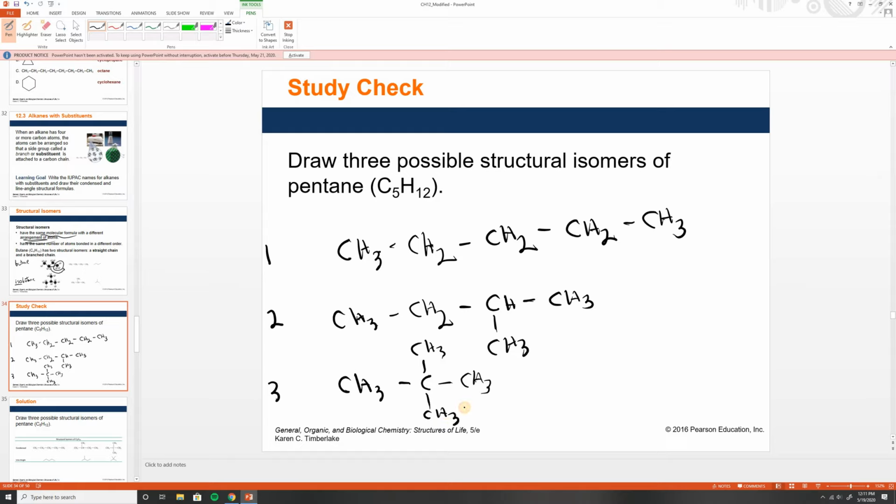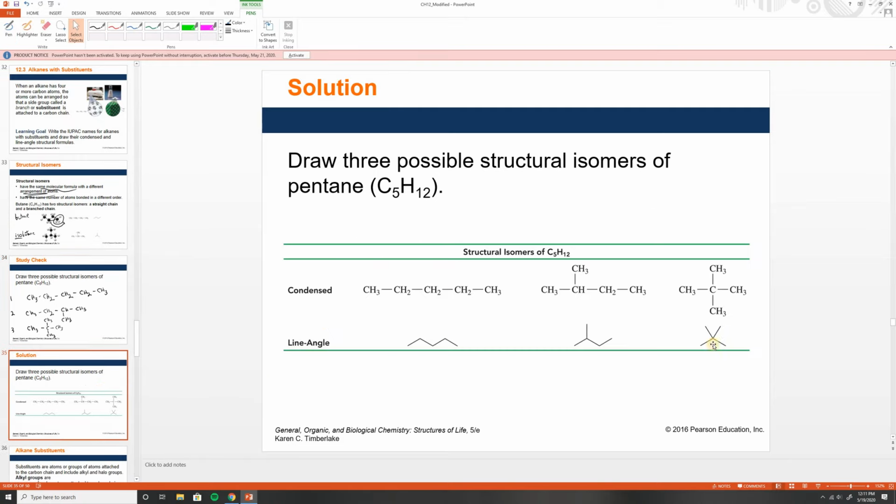So these are all isomers, and you can count off the hydrogens and the carbons. There are the same amount of hydrogens and carbons in each structure, and they all have different structural formulas. So that's an example of how isomers work. You kind of have to be creative and play around with it a little bit. So yeah, these are the ones I drew.